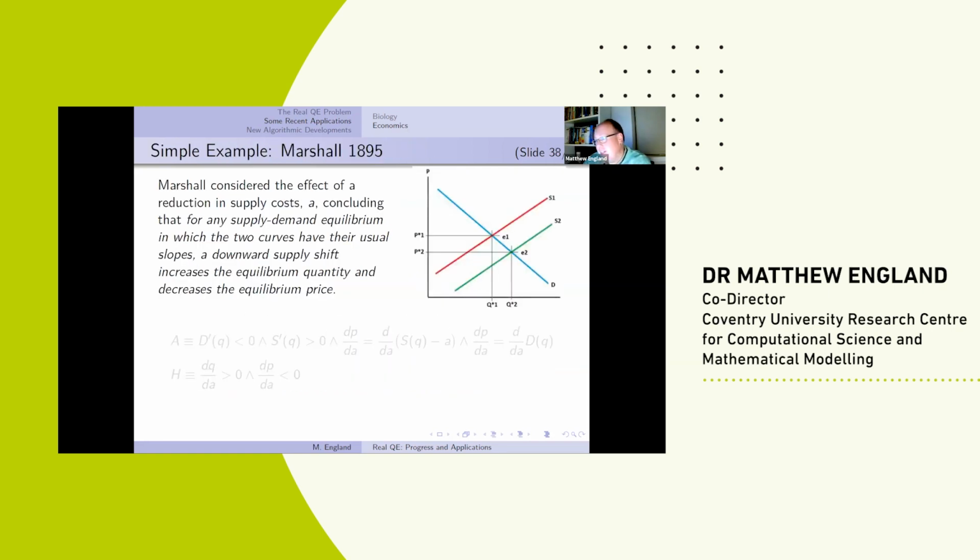So let's take a look at an economics example. This is what's considered a very classic early work in economics by Marshall in 1895, who talked about the relationship between supply and demand, and he considered what happens if the resources used to produce a product get cheaper, so the supply costs go down. And a classic result in economics of Marshall is that if this happens, then what you should see is an increase in the quantity of goods being produced and a decrease of their price. This is what should happen in the world if the cost of the supply goes down.